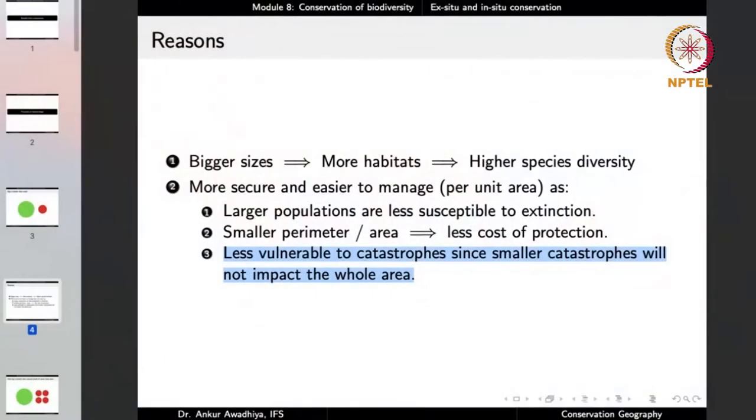So a larger size gives the populations more resistance and more resilience. More resistance because the smaller catastrophes do not impact the whole area, so some of the organisms will be left. And more resilience because these organisms that are saved from the catastrophe will be able to repopulate the whole of the reserve and bring it back to the original state. So, which is why it is always good to have larger size reserves.